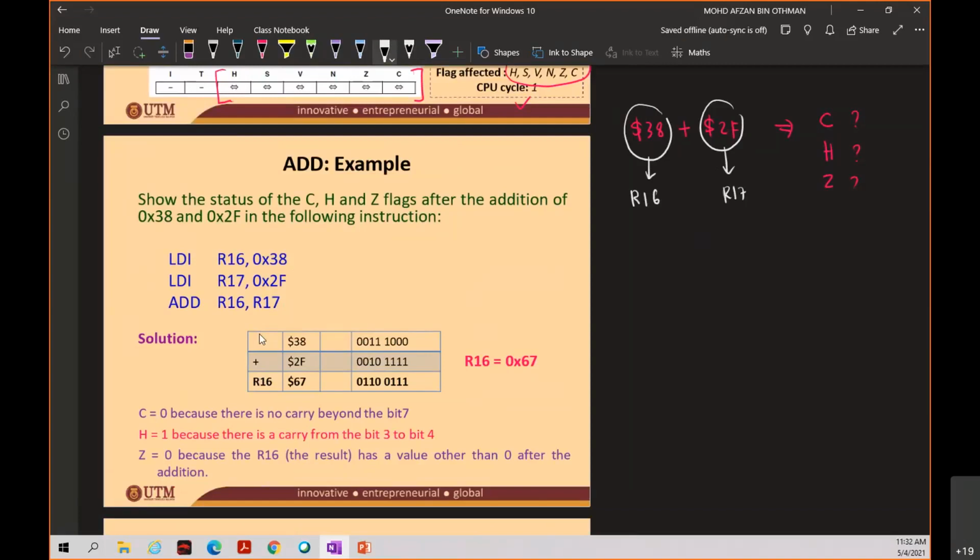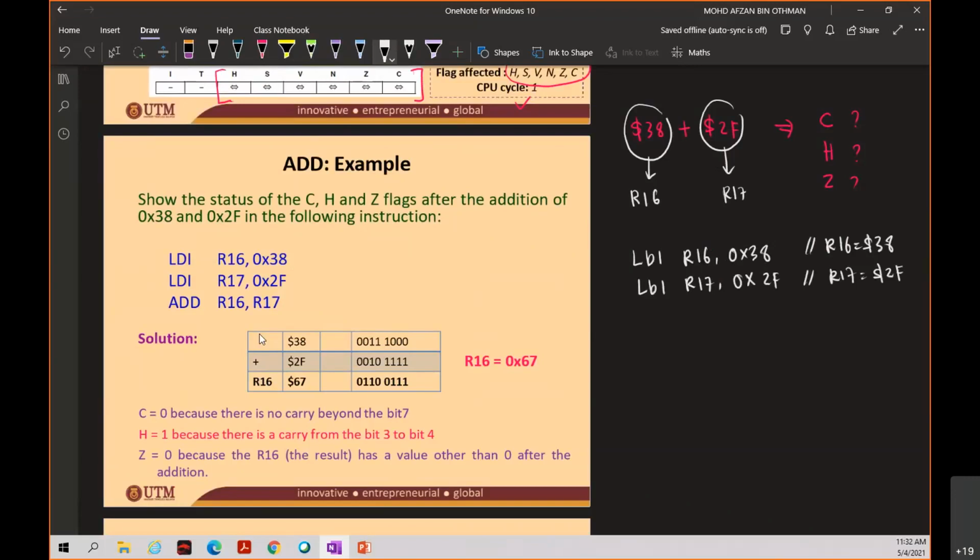What instruction are you going to use? In order to load this value to your R16, you can use the LDI instruction. So LDI R16, 0x38 and LDI R17, 0x2F. What happens after you execute these lines? R16 will have 38 and R17 will have 2F.